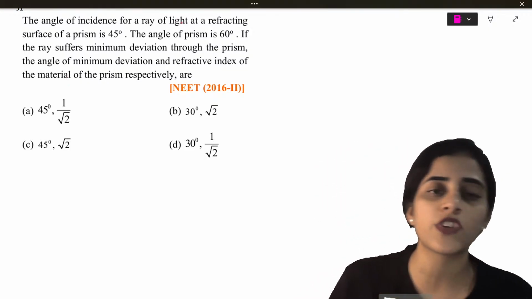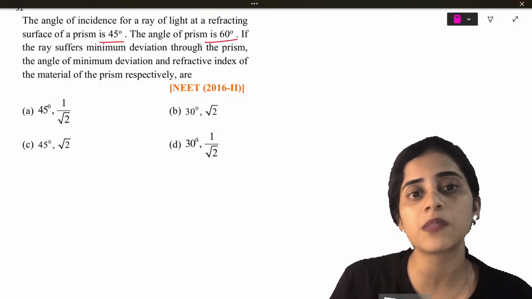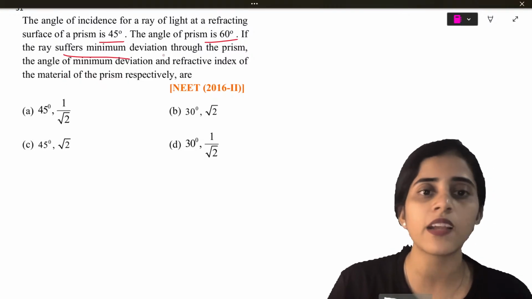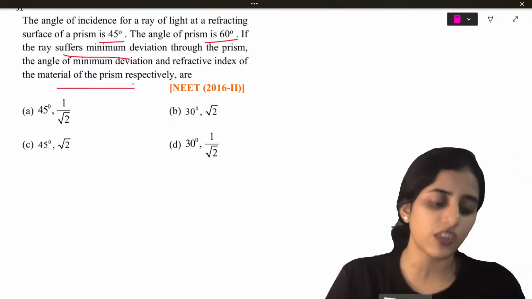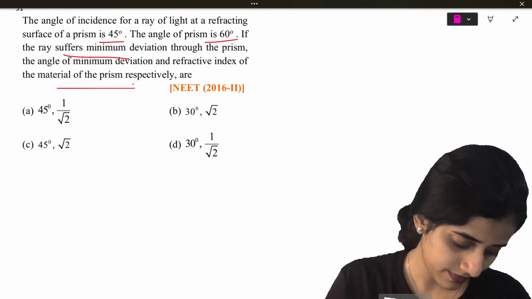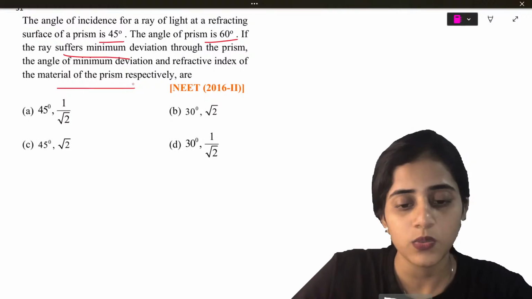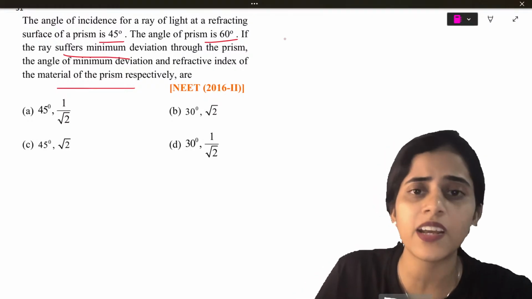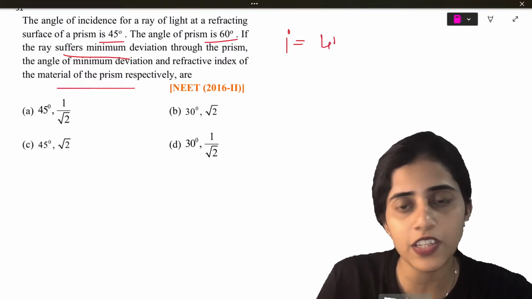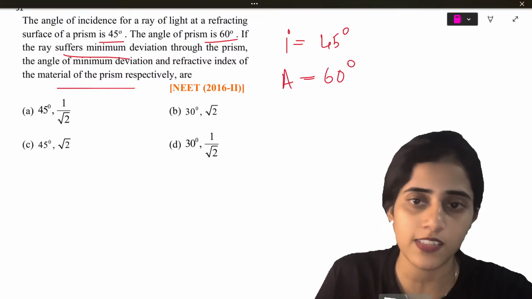Okay, next question. The angle of incidence for a ray of light at a refracting surface of a prism is 45 degree. The angle of prism is 60 degree. If the ray suffers minimum deviation through the prism, the angle of minimum deviation and refractive index of the material are. Yes, Sanjay, it is B. What will this be? So first thing, let's write down the angles. Angle i is 45 degree. Now A is the angle of the prism, which is 60 degree.